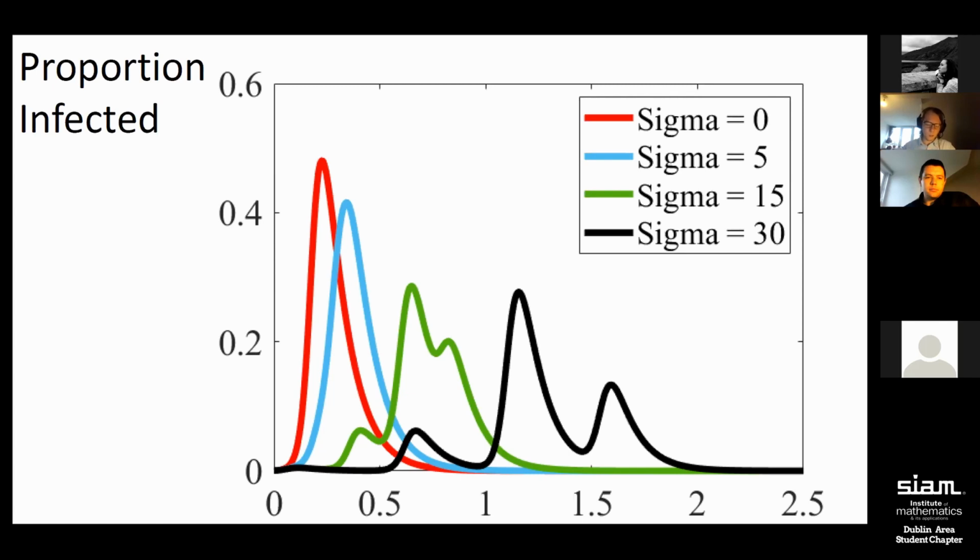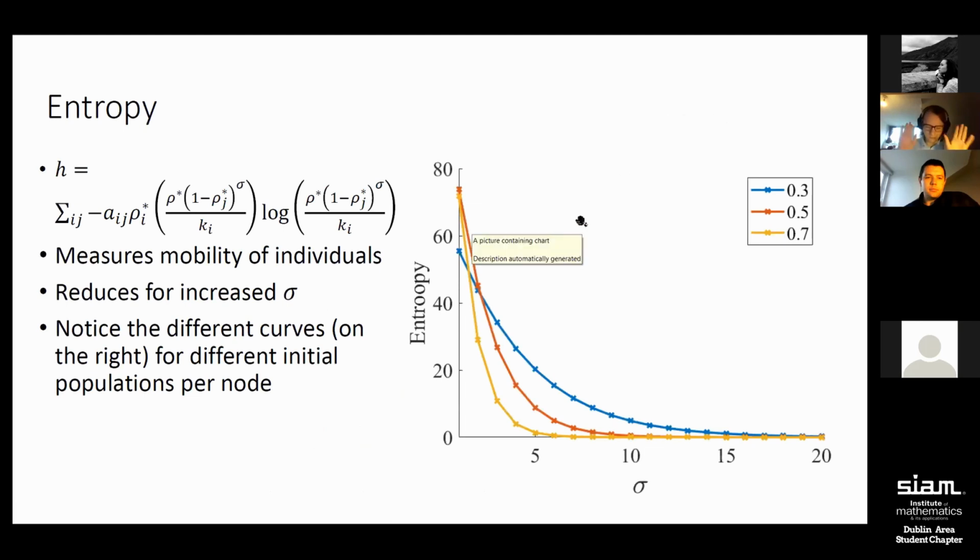Okay, but before I go on to that, there is no such thing, of course, as a free lunch. I think Joey, or maybe it was Kleber earlier on today, mentioned this idea of entropy. It's borrowed from information theory, and I'm not really going to go into it too deeply, but it measures the mobility that individuals have.